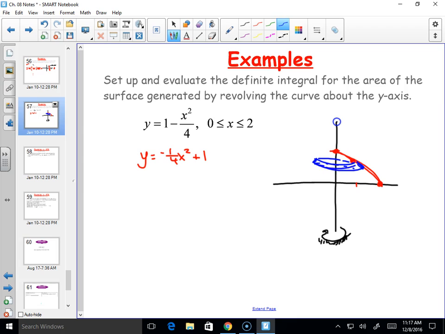Am I right? That's a better one. Is it a paraboloid? But not a volume, a surface area.